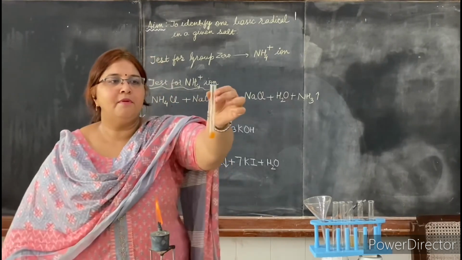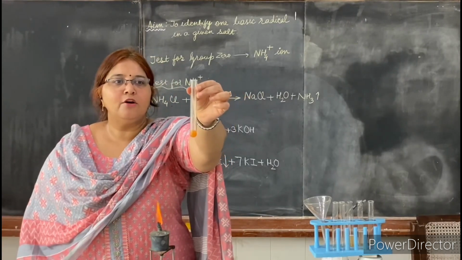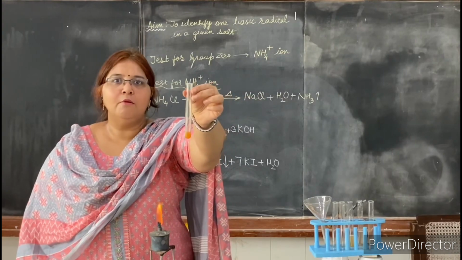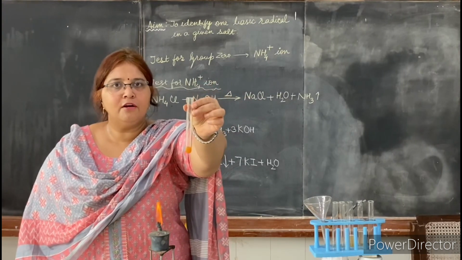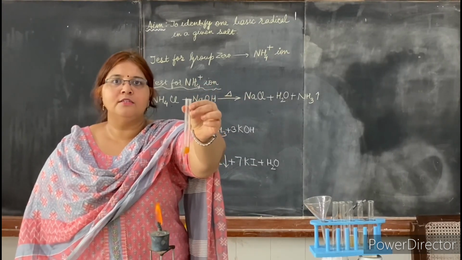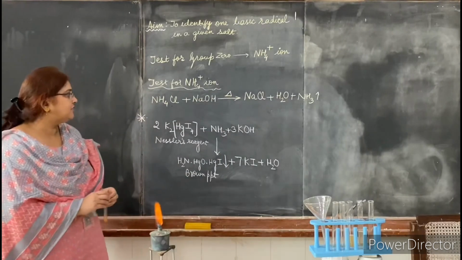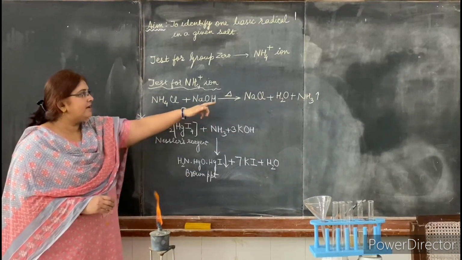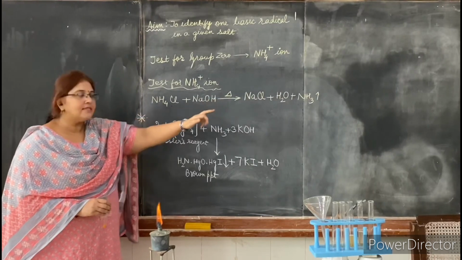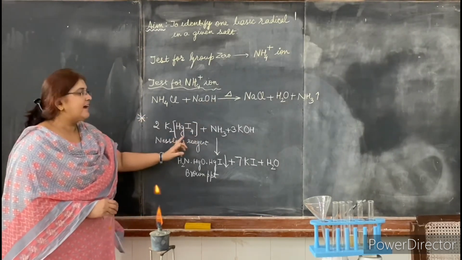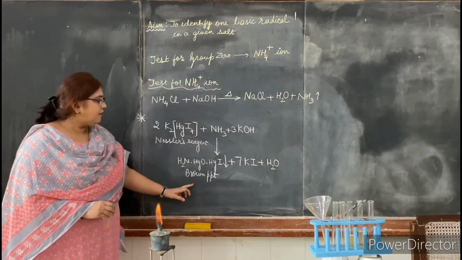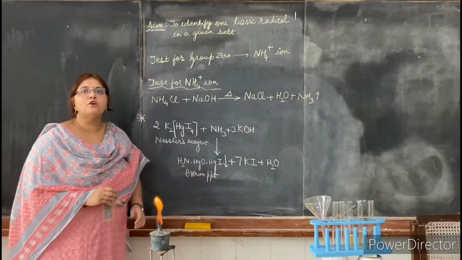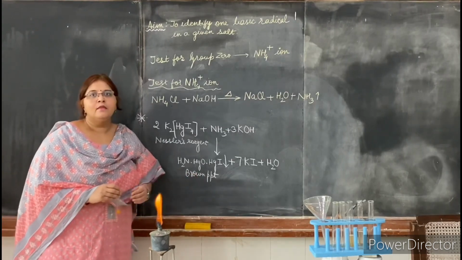You see, the brown precipitate is obtained. This shows the ammonium ion is confirmed in the given salt. These are the reactions which are taking place. Ammonium ion reacts with the NaOH to evolve ammonia gas. This ammonia gas, when it reacts with Nessler's reagent, will form a brown precipitate of the complex.